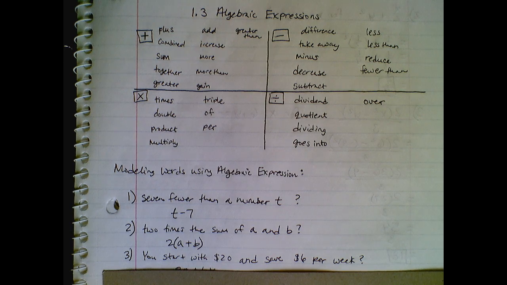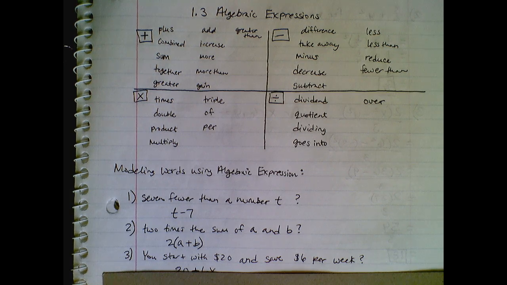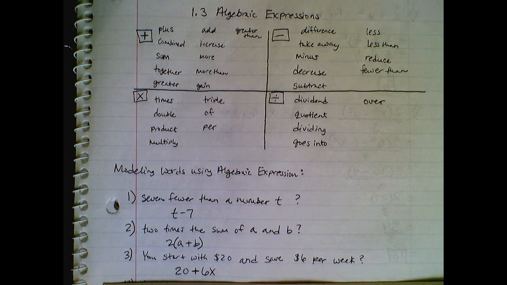Number 3 says you start with $20 and you save $6 per week. Now that word per means multiplication, and so we're taking $6 per week, so 6 times some variable, so maybe 6 times x, and then we started with $20 and we saved $6 per week, so it's going to be 20 plus 6x.